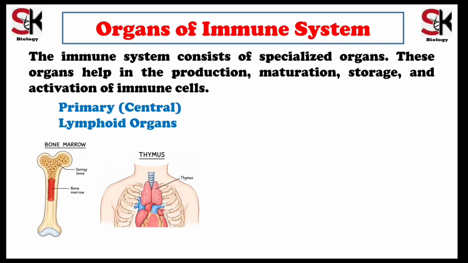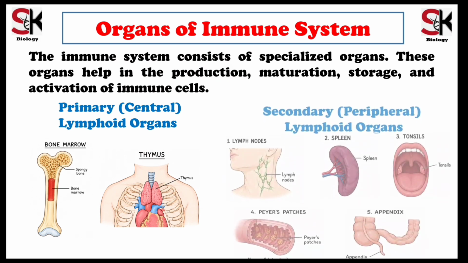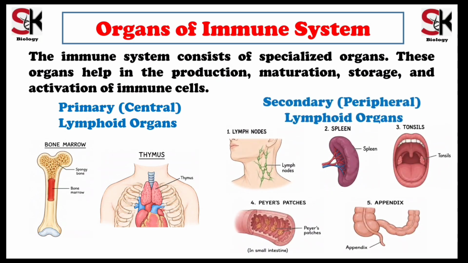From our last lecture, we started studying organs of the immune system. In that lecture, we covered primary lymphoid organs. Today, we are going to discuss secondary lymphoid organs. Secondary lymphoid organs are the sites where mature immune cells interact with antigen and initiate immune response.